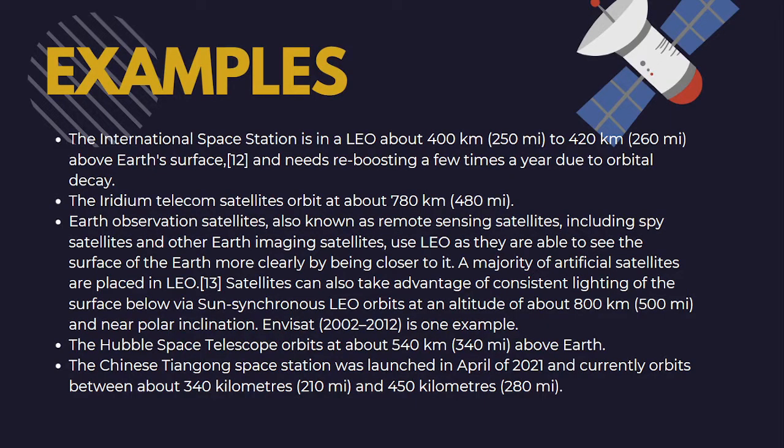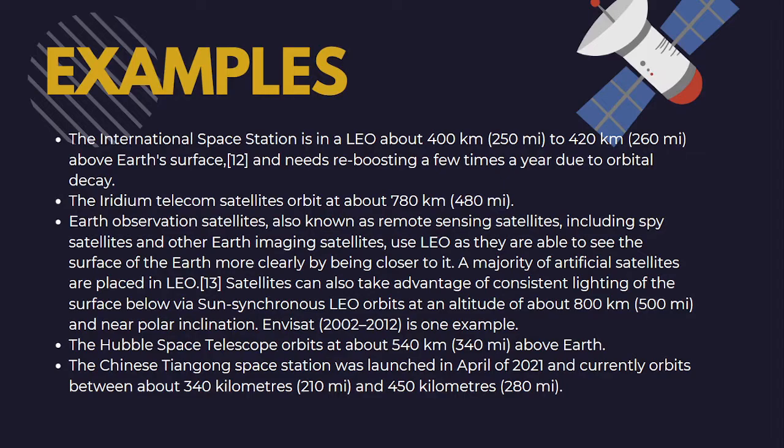Here are some examples of LEO. The International Space Station is in a LEO about 400 km to 420 km above Earth's surface and needs reboosting a few times a year due to orbital decay. The Iridium Telecom satellites orbit at about 780 km. Earth observation satellites, also known as remote sensing satellites, including spy satellites and other Earth imaging satellites, use LEO as they are able to see the surface of the Earth more clearly by being closer to it. A majority of artificial satellites are placed in LEO.